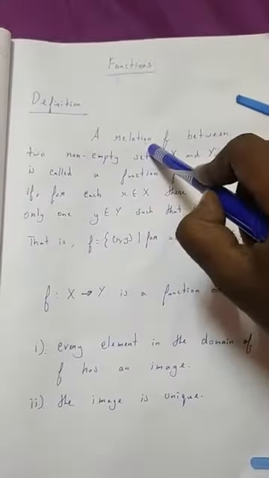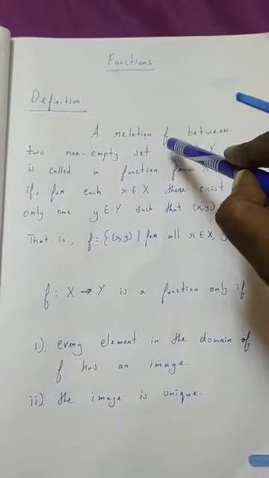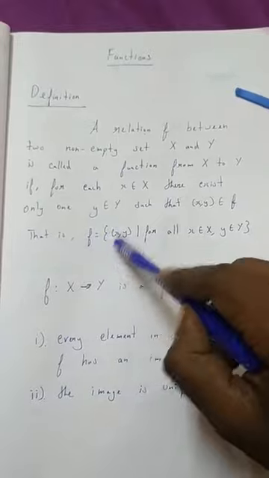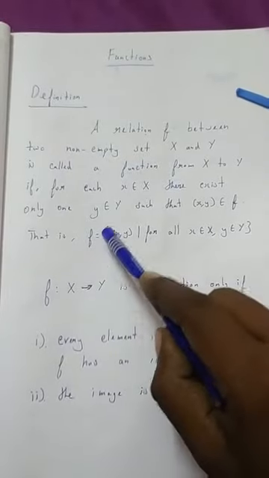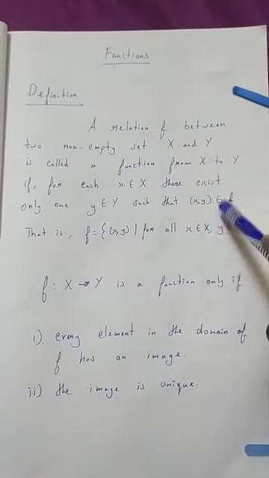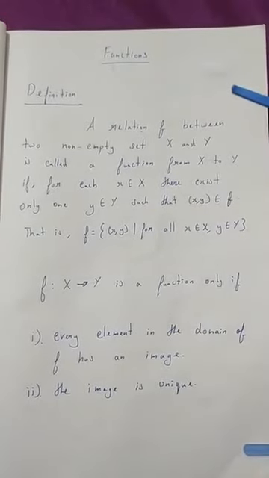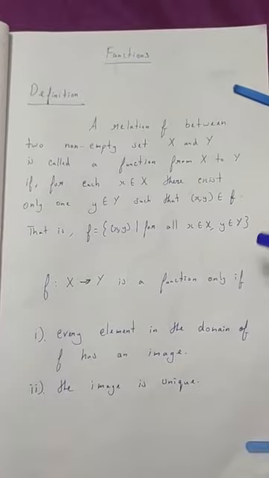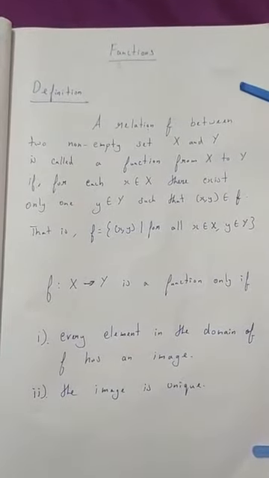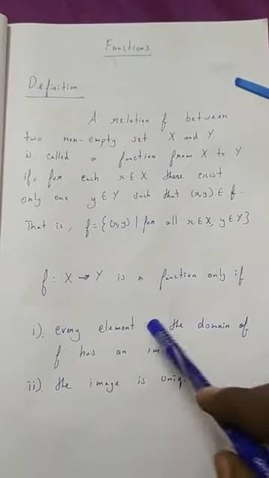Relation is denoted by capital R, function is denoted by small f. That is, in set builder form, function f is equal to {(x, y)} such that for all x belongs to capital X, y belongs to capital Y. So this is the definition, right? Now I'll explain in a simple way.